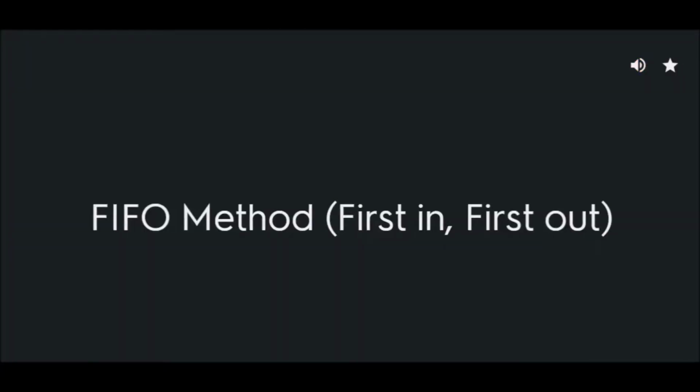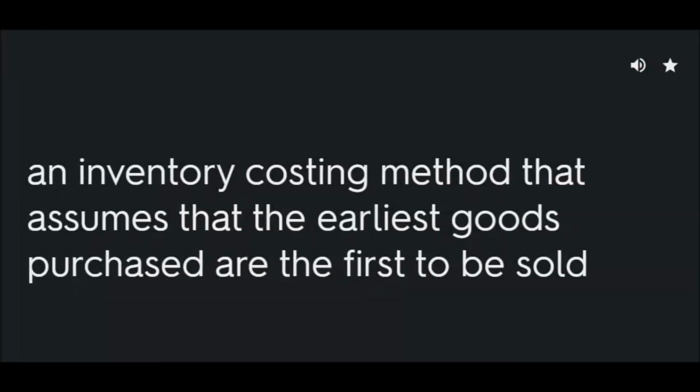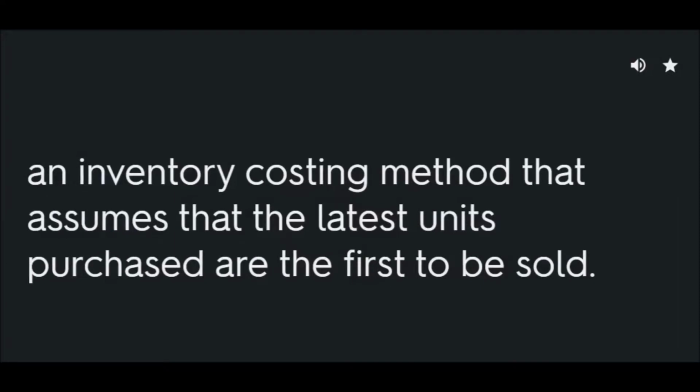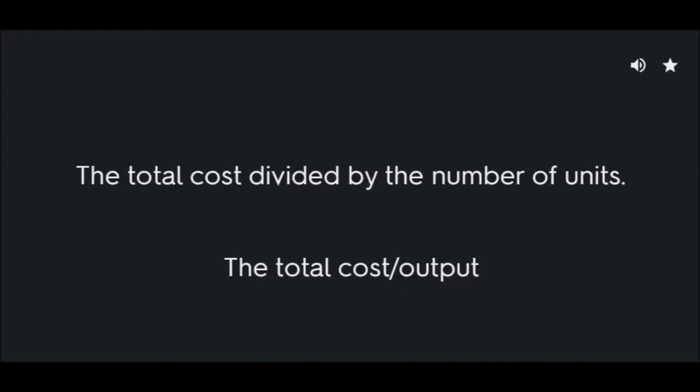FIFO method. An inventory costing method that assumes that the earliest goods purchased are the first to be sold. LIFO method. An inventory costing method that assumes that the latest units purchased are the first to be sold. Average cost. The total cost divided by the number of units.